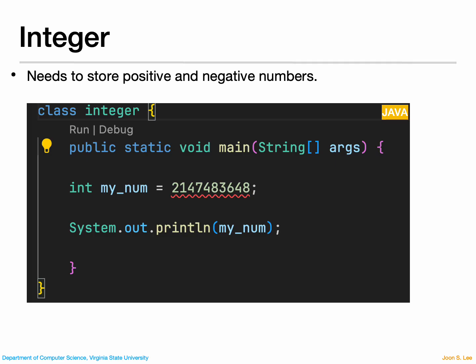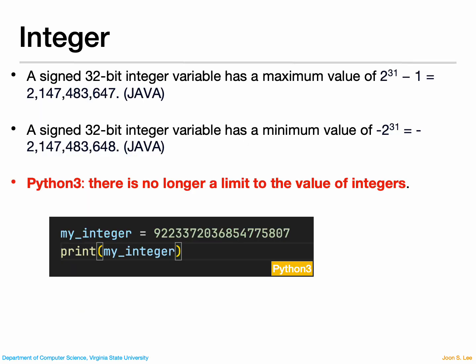A 32-bit integer can hold values from negative 2,147,483,648 up to plus 2,147,483,647 if signed. Anything outside this range cannot be represented with a standard integer in Java. In Java, integers have a fixed size. If you try to go beyond that range in Java, the result is either an error or unexpected behavior.